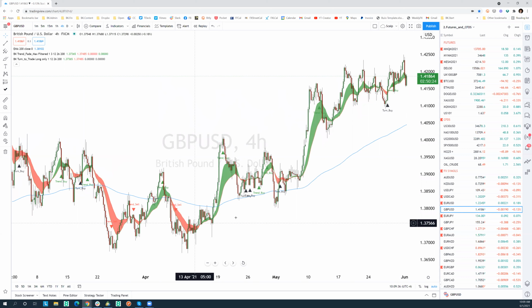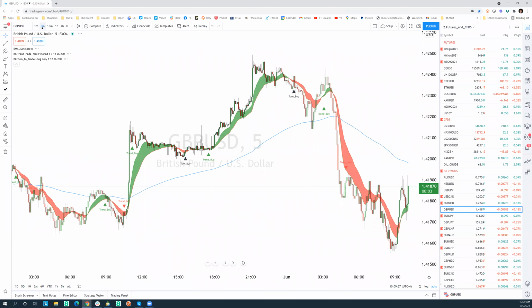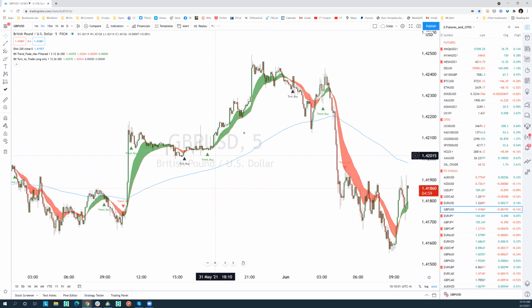So I'm actually going to take the 4 hour against the 5 minute. You see the 4 hour has a trend buy over here, and it has not changed its dominance. Until I get a trend sell, I'm really not negative the pound. So if I'm trend buy on the longer term charts, and then I go to the 5 minute charts, what I'm going to do is just either buy turns or trends.